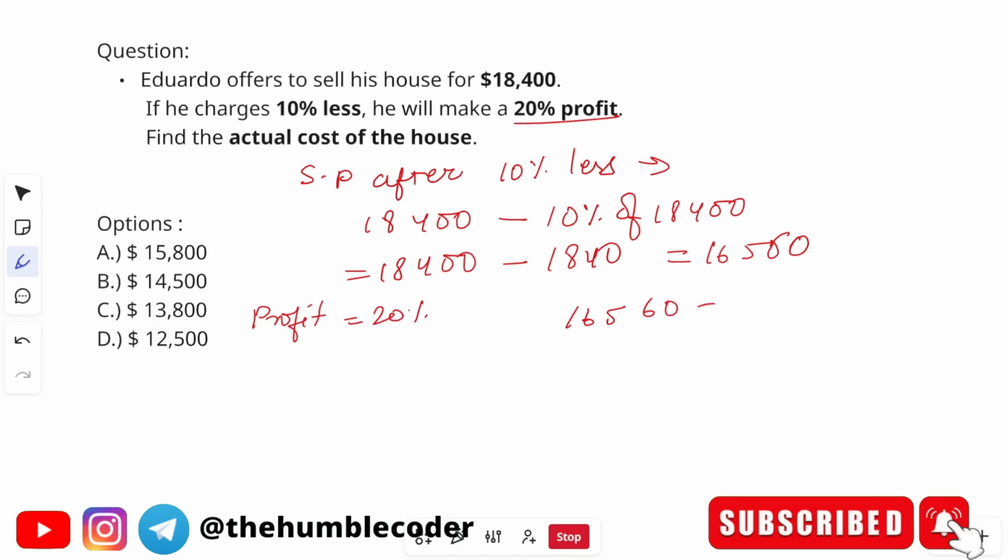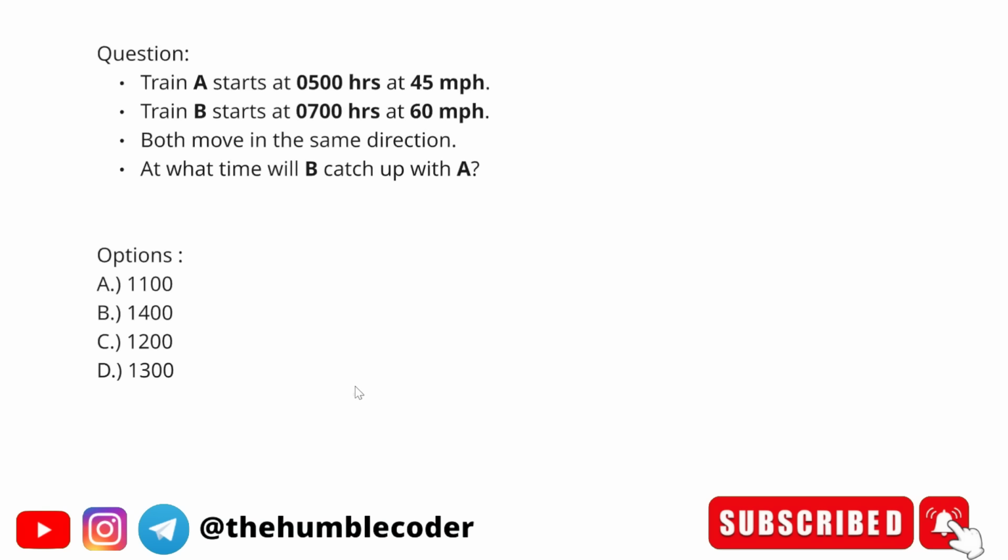The question is, train A starts at 500, which means this is time, basically 5 o'clock. So train A starts at 5 hours at 45 mph. Train B starts at 7 hours at 60 mph. Both move in the same direction. At what time will B catch up with A?